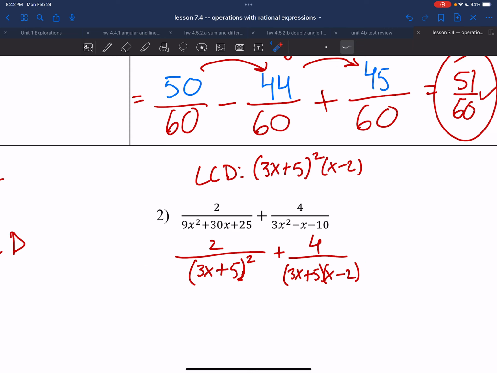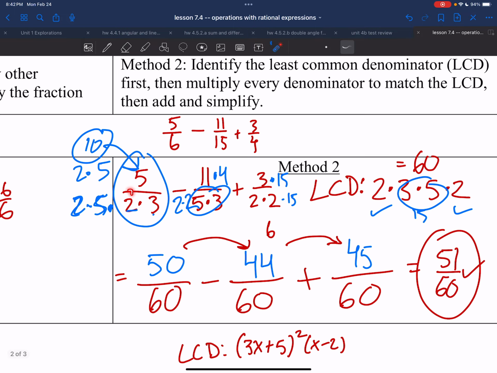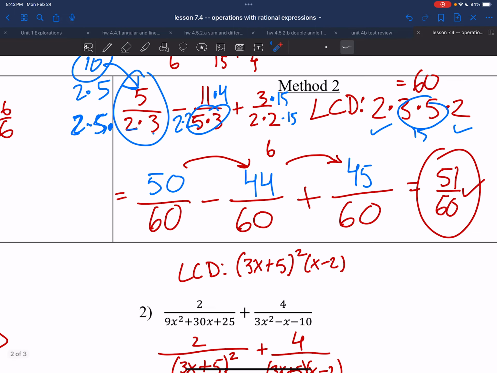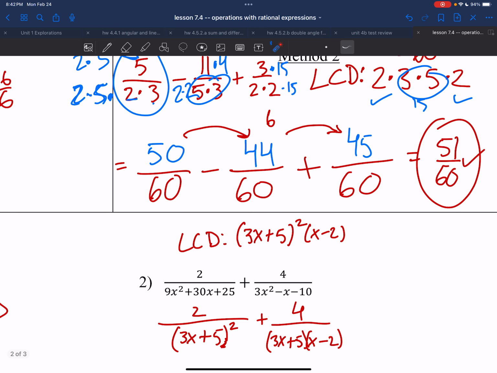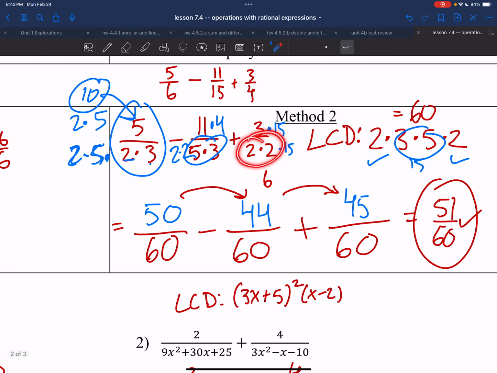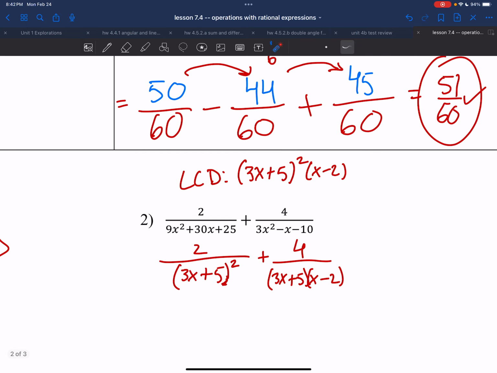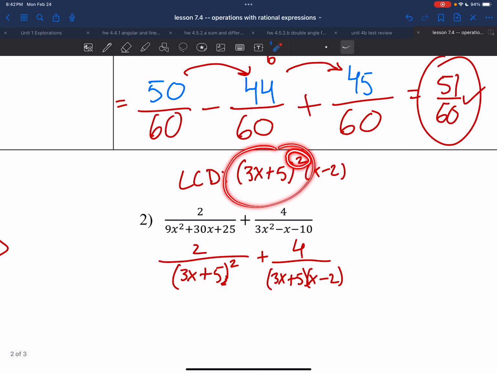And it's the same reason up here why, you had a single 2, that's like this 3x plus 5, but then 2 times 2 is like 2 squared. You needed the 2 2's because that denominator had 2 2's, so you needed this 2 and that 2, right? Same reason why you need 3x plus 5 squared, because this one has 2 of those same factors.